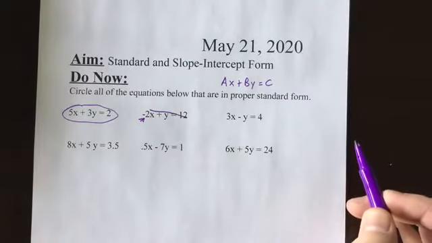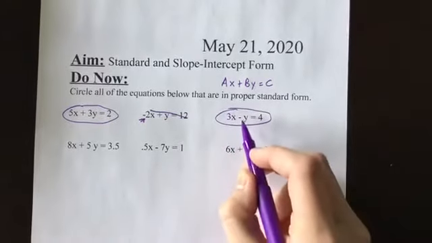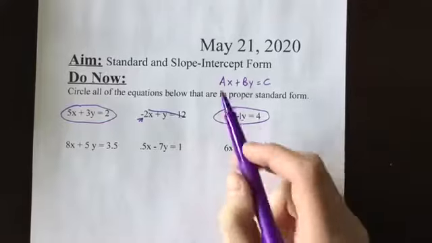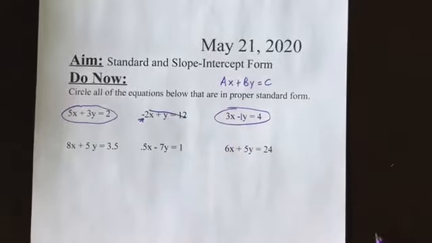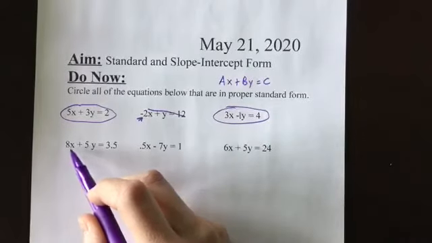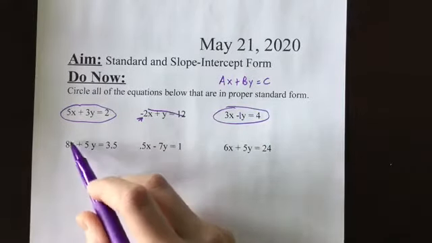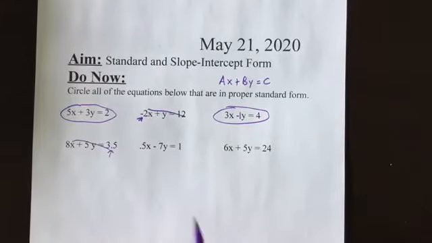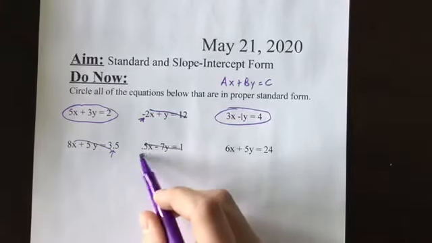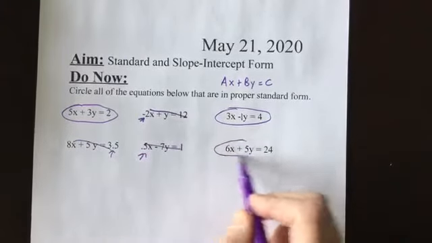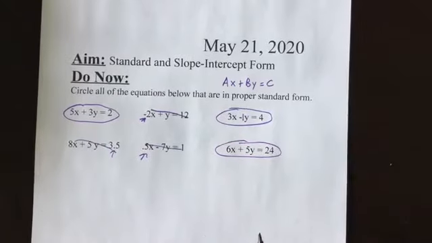3x minus y equals 4. Yeah, that's good. It's fine that the coefficient of y is -1. It's only the leading coefficient that must be positive. We got all integer coefficients. 8x plus 5y equals 3. No, because of that, not an integer. 0.5x minus 7y equals 1. Nope, not an integer. 6x plus 5y equals 24. Yep, good to go.